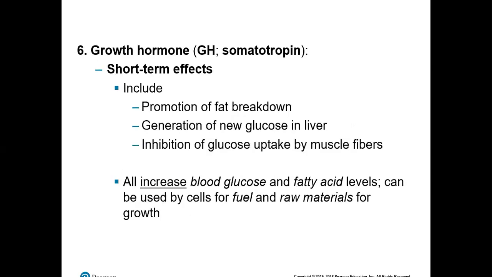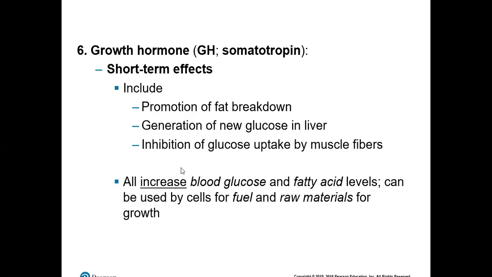And number 6 is growth hormone, or GH. Sometimes you see this referred to as somatotropin. Most of the time it's just referred to as growth hormone. It has different effects on the body, and so your book talks about short-term effects versus long-term effects. The short-term effects of growth hormone are basically all based on energy. You need extra energy to go through metabolism and growth of tissues, whether it's connective tissue or muscle tissue.